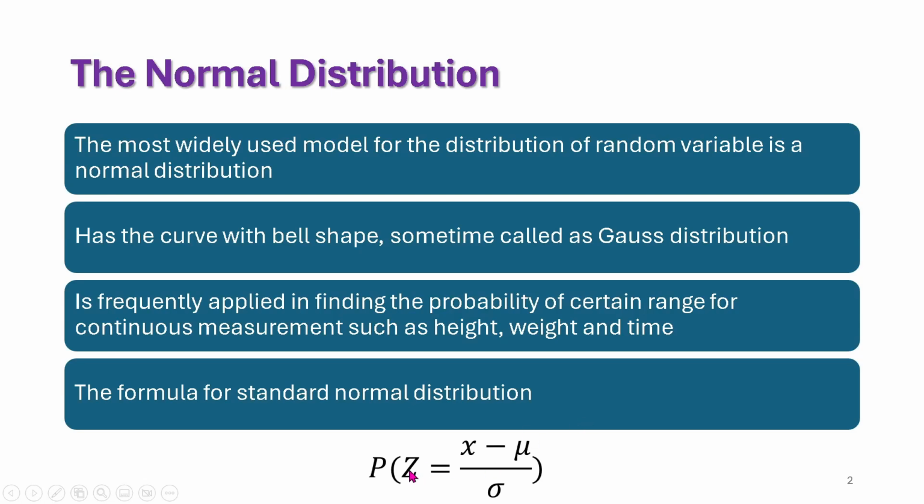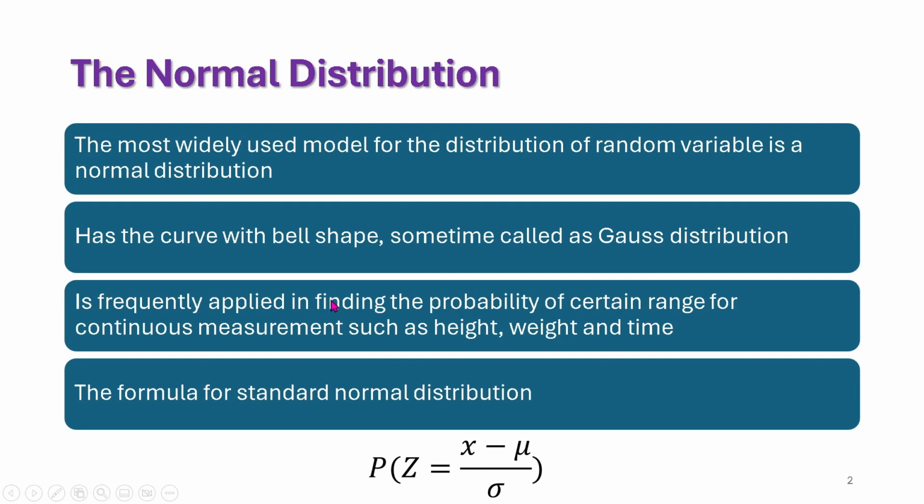Okay, this is the formula for normal distribution. Probability of Z equals, we have the mean mu, the expected number, and standard deviation sigma: (x minus mu) divided by sigma. It's the most widely used model for the distribution of a random variable, the normal distribution. It has a bell-shaped curve, sometimes called a Gauss distribution.